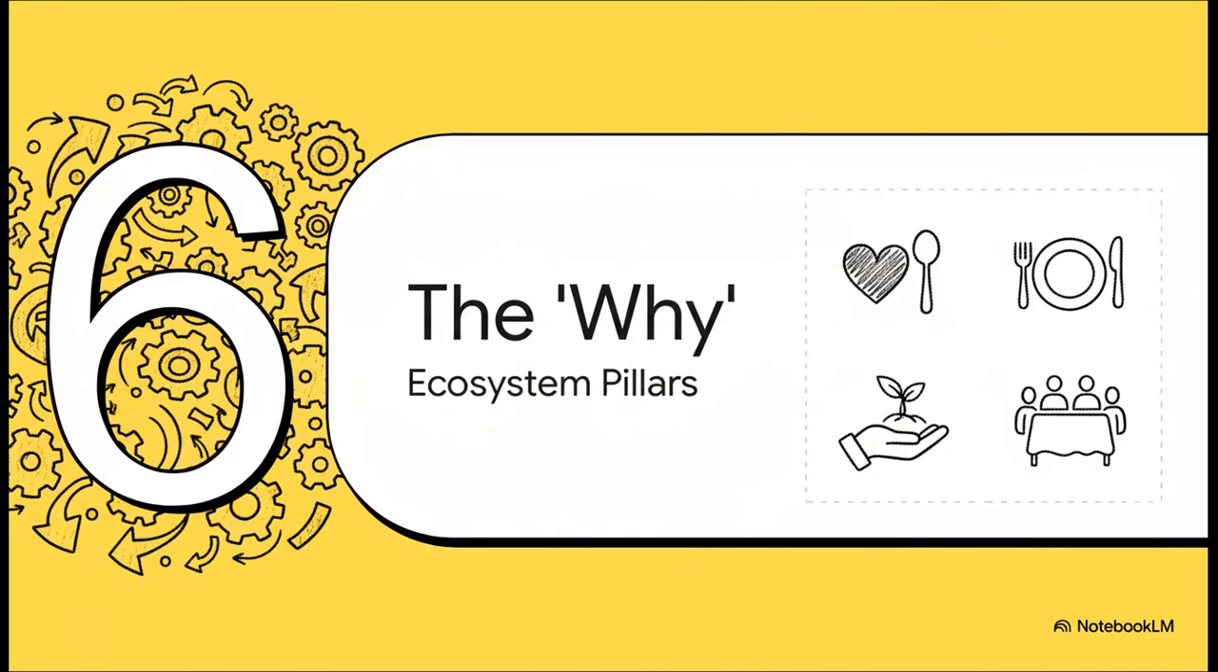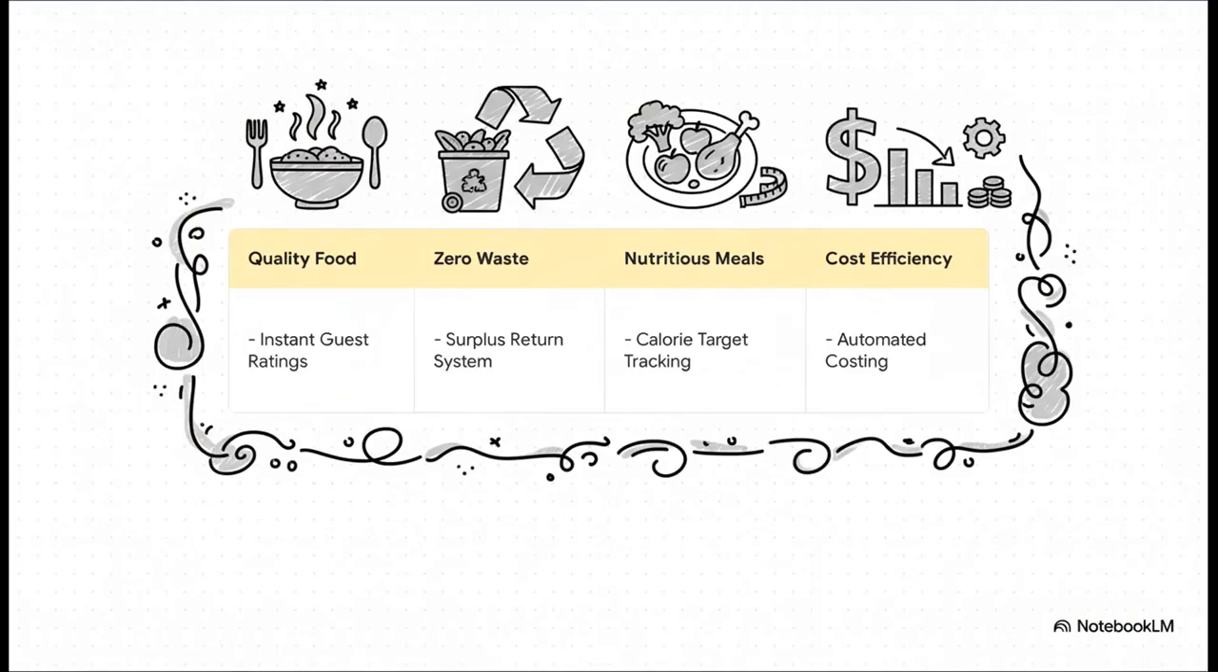So, why does all of this matter? I mean, why go to all this trouble? Well, this entire journey, every single feature we've just seen, is built on 4 core principles. Everything we just walked through serves these 4 pillars. Those instant guest ratings drive quality food. The super detailed surplus return system enables zero waste. The calorie targets and recipe library ensure nutritious meals. And all those automated calculations provide total cost efficiency. You see, every click, every scan, it all has a purpose.